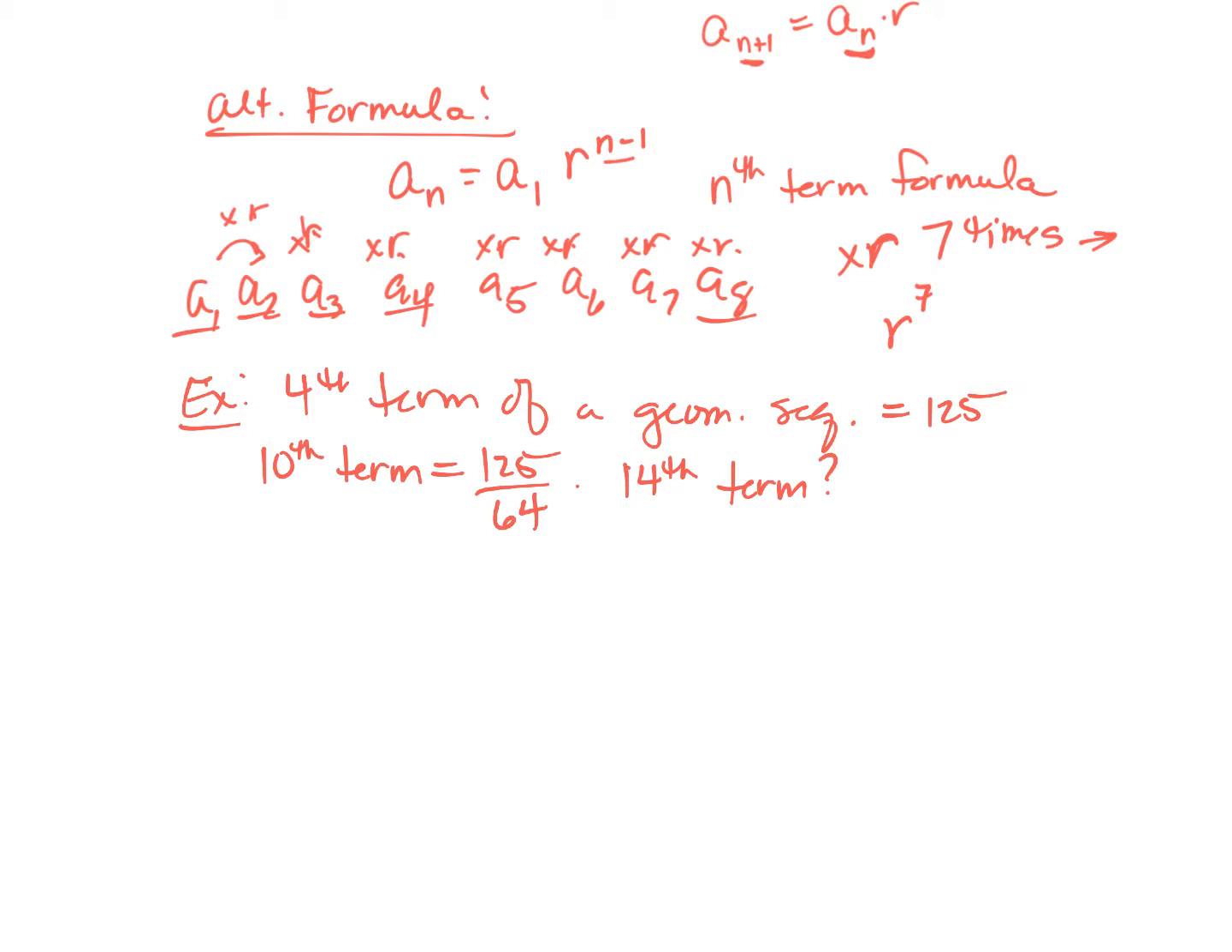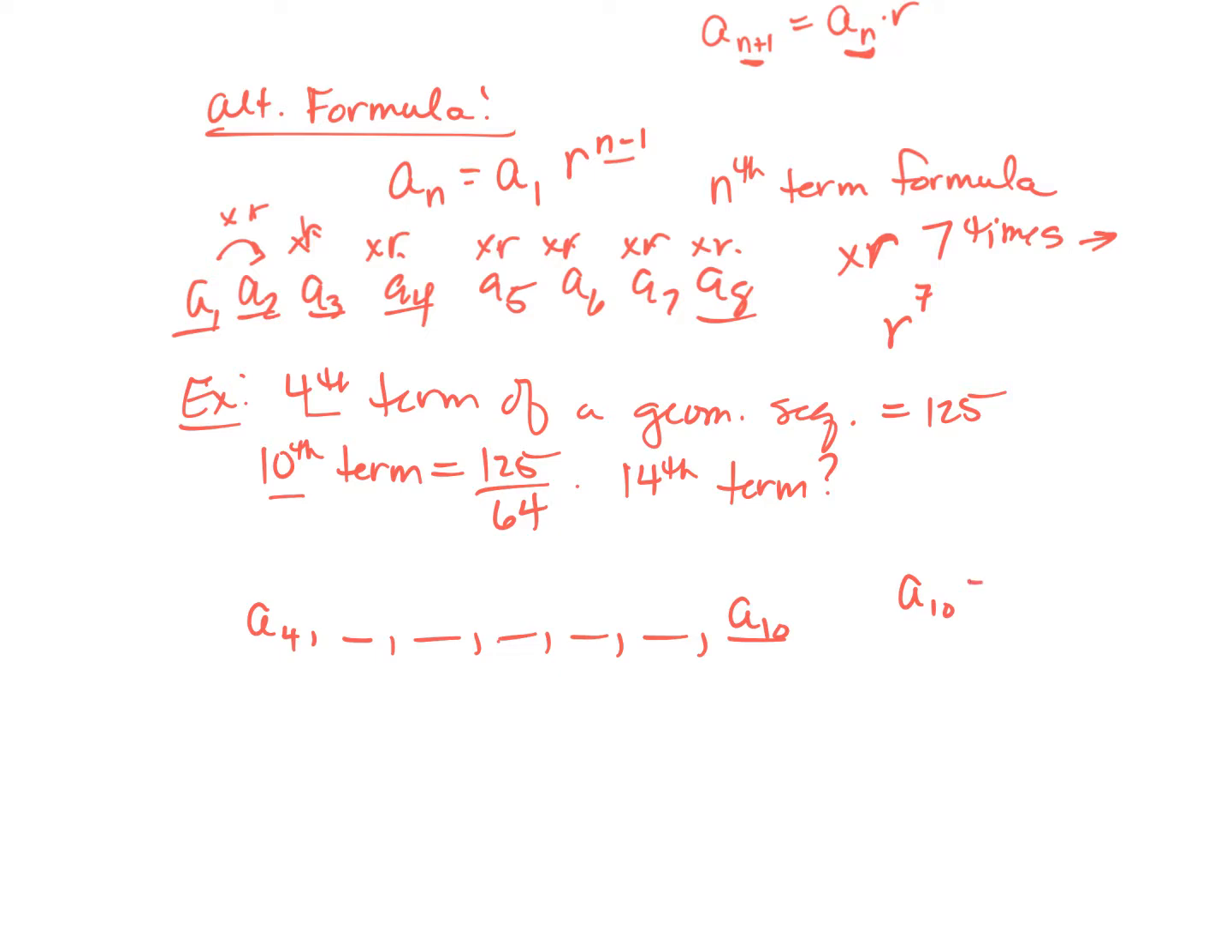So we know to find a sub 14, we're going to need to know what? First thing we need to figure out is what R is, right? Okay, so what's R? We're given the fourth term and the 10th term. So I want you to think about this. If I'm at a sub 4 and I have a sub 5, 6, 7, 8, 9, and a sub 10, how many times, let's figure this out.